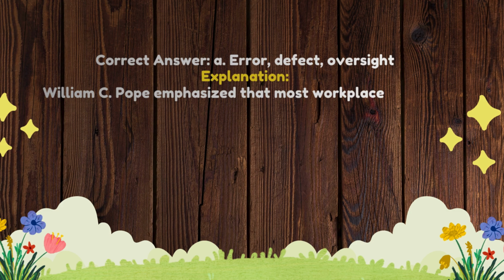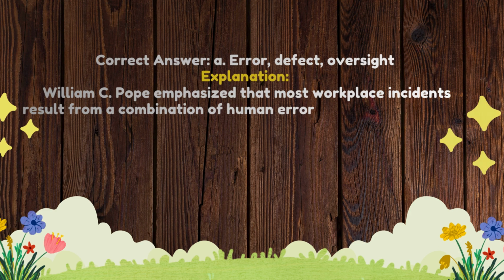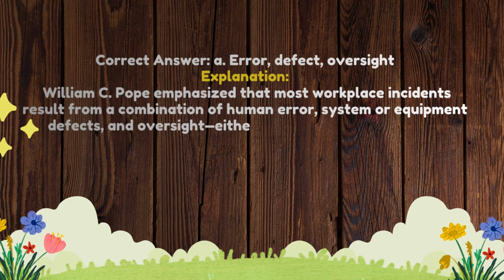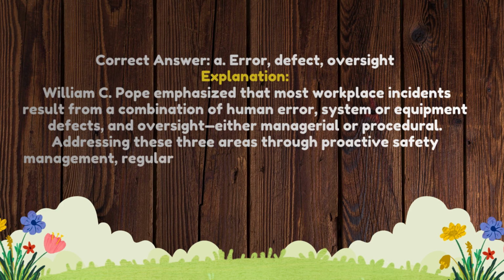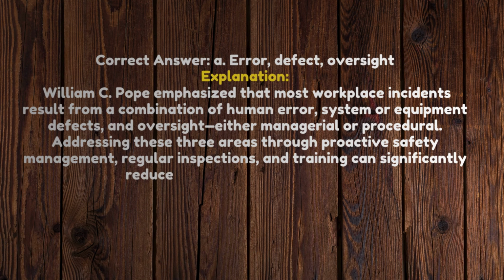Correct answer is A. Error, defect, oversight. Explanation: William C. Pope emphasized that most workplace incidents result from a combination of human error, system or equipment defects, and oversight, either managerial or procedural. Addressing these 3 areas through proactive safety management, regular inspections, and training can significantly reduce the likelihood of accidents.